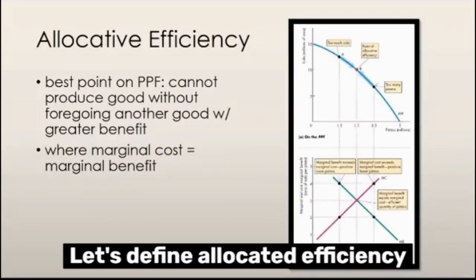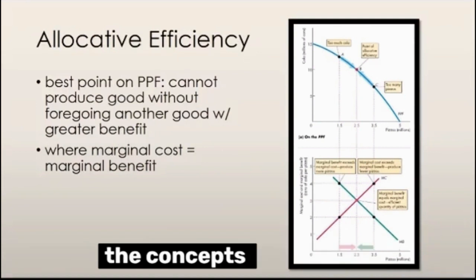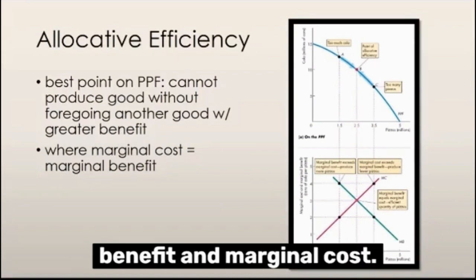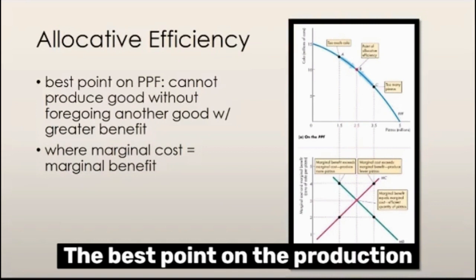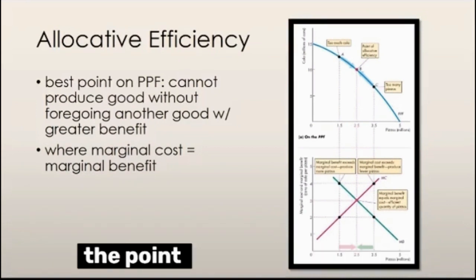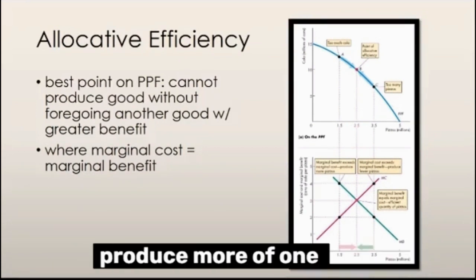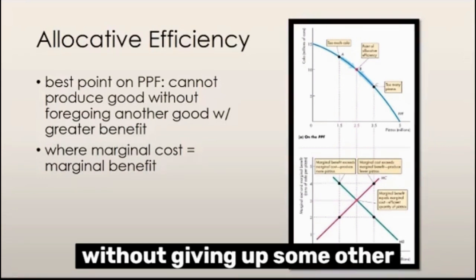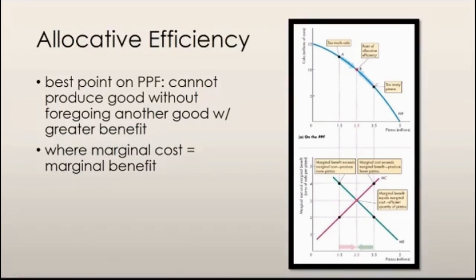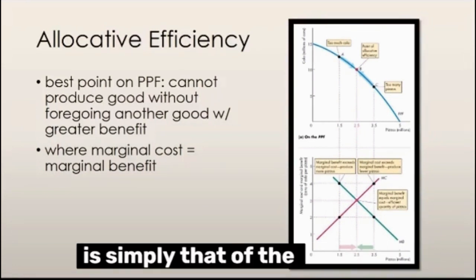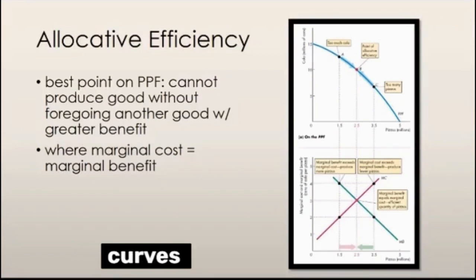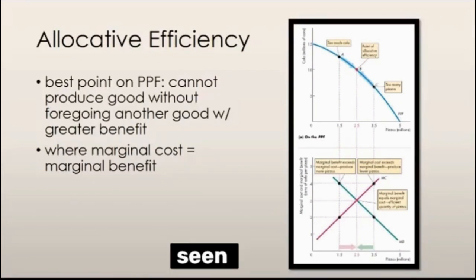Let's define allocative efficiency in concrete terms by using the concepts of marginal benefit and marginal cost. The best point on the production possibilities frontier is the point at which we cannot produce more of one good without giving up some other good that provides greater benefit. The graph on top is simply the production possibilities frontier, and the graph on the bottom is simply that of the marginal benefit and marginal cost curves that we have just seen.